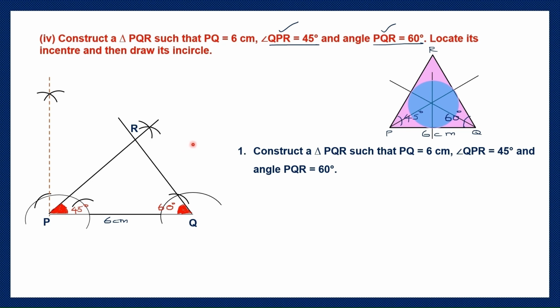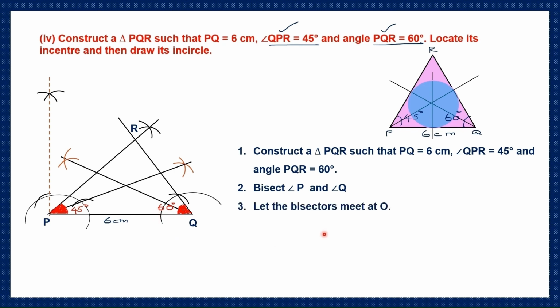Now we have to locate the incenter and draw the incircle. So what are the steps? Bisect angle P and angle Q. To bisect angle P, place your compass needle here and bisect this angle. When you bisect, you get two arcs which you're going to join. So now we have bisected 45 degrees. Similarly, we have to bisect 60 degrees. Place your compass needle here and here. Draw two arcs. So we have one and one more arc. Draw the line. We have bisected. So both the angles have been bisected.